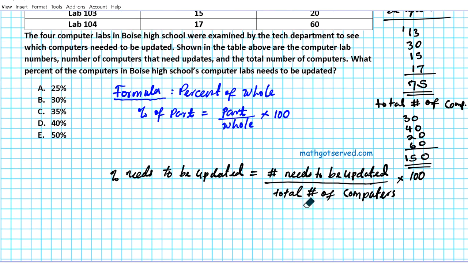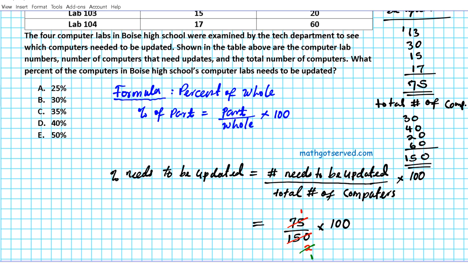So let's go ahead and plug these two values into our formula. The number that needs to be updated is 75 divided by the total number of computers, which is 150. And then we'll multiply that by 100 to convert it to percent form. All right, let's go ahead and do this. Now, if you notice, 75 is a multiple of 150. 75 times 2 is 150. So we can divide this by 75. That gives you 1. And divide 150 by 75. That gives you 2.